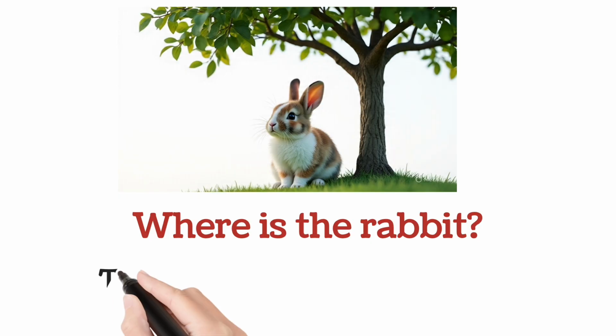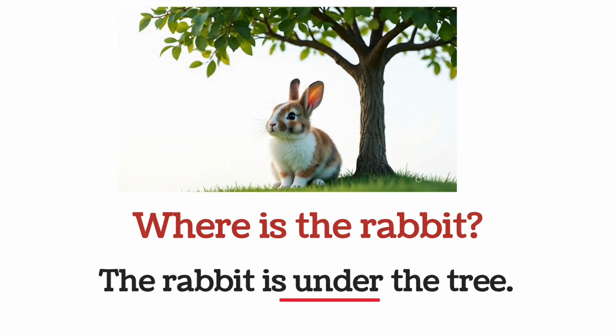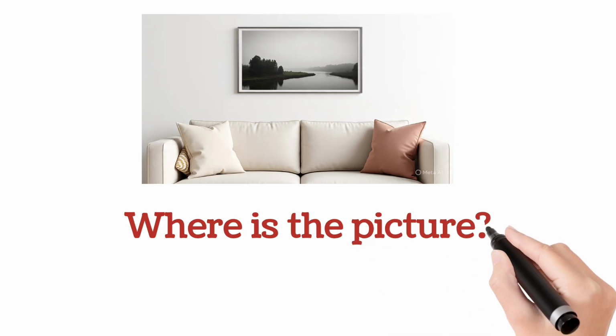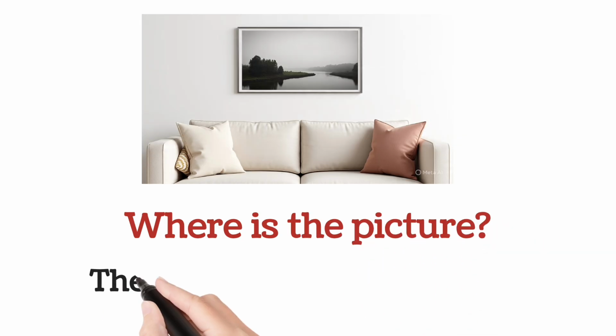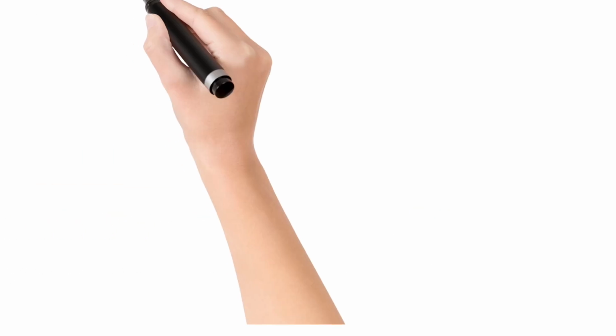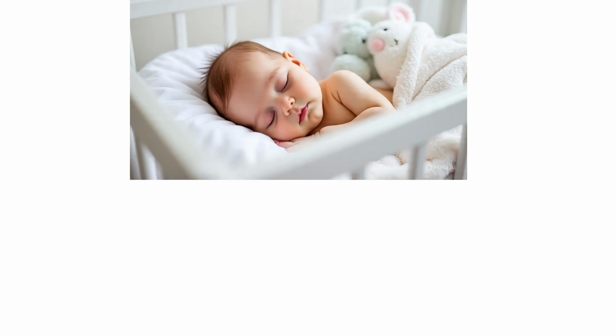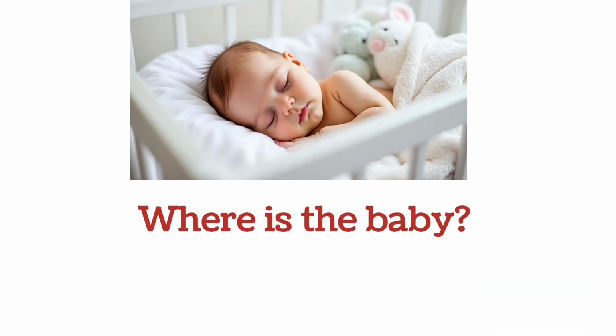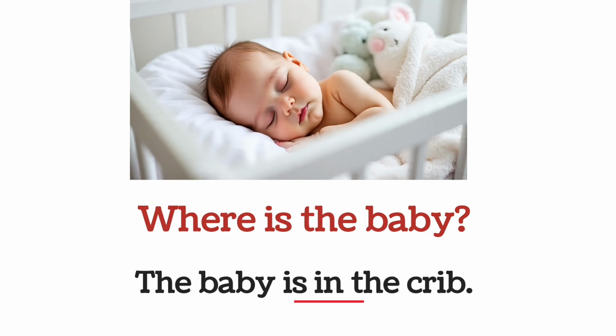Where is the rabbit? The rabbit is under the tree. Where is the picture? The picture is above the sofa. Where is the baby? The baby is in the crib.